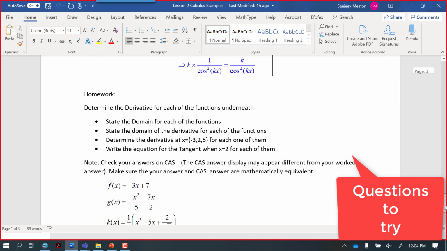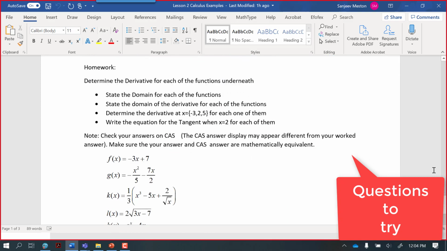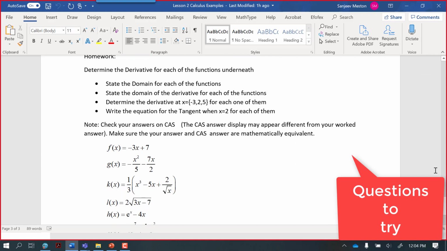So here it says homework, and it says determine the derivative for each of the functions underneath, state the domain for each of the functions, state the domain of the derivative for each of the functions, determine the derivative at 3 points. So when x is -3, x is 2, and x is 5. So you need to be able to determine the derivative for each one of them. And then for each one of them, write the equation for the tangent when x equals 2.